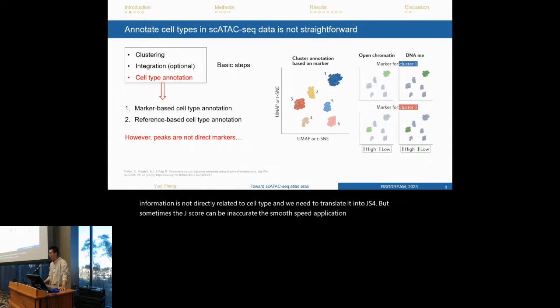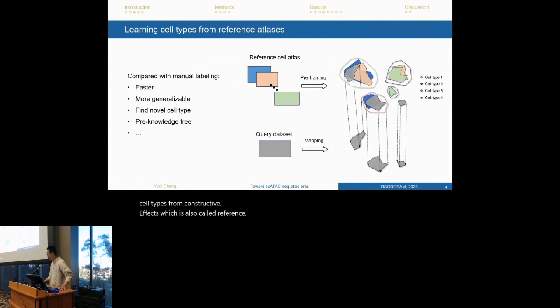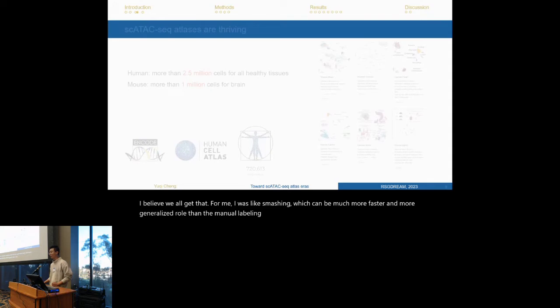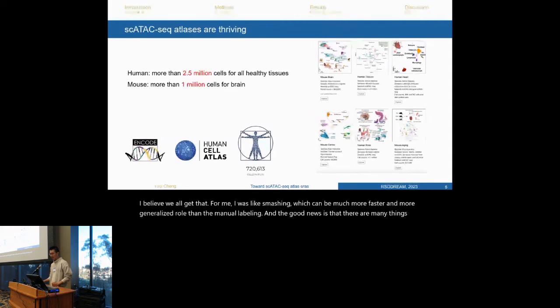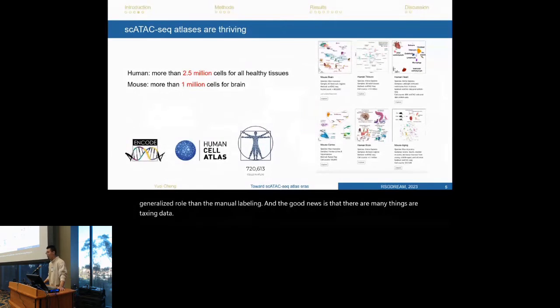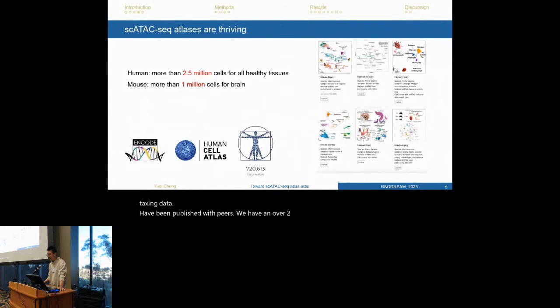Another way is to transfer cell types from a constructed reference atlas, which is also called reference mapping. I believe we are all very familiar with reference mapping, which can be much faster and more generalizable than manual labeling. And the good news is that many single-cell ATAC-seq atlases have been published in recent years. We can find over 2.5 million labeled cells for human and over 1 million labeled cells for mice. However, we also find that these datasets are not fully utilized, at least until now.